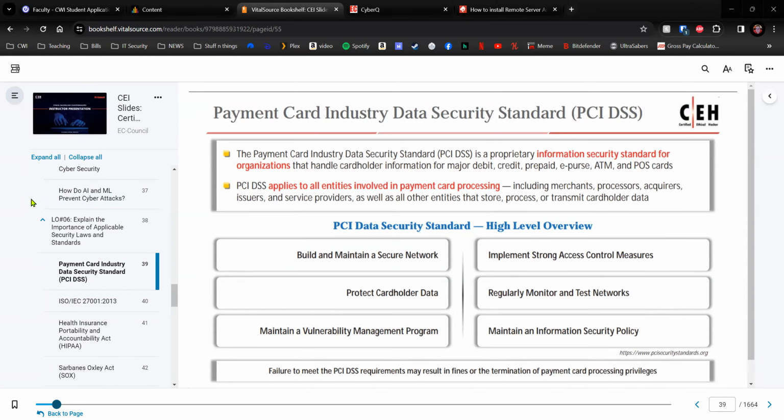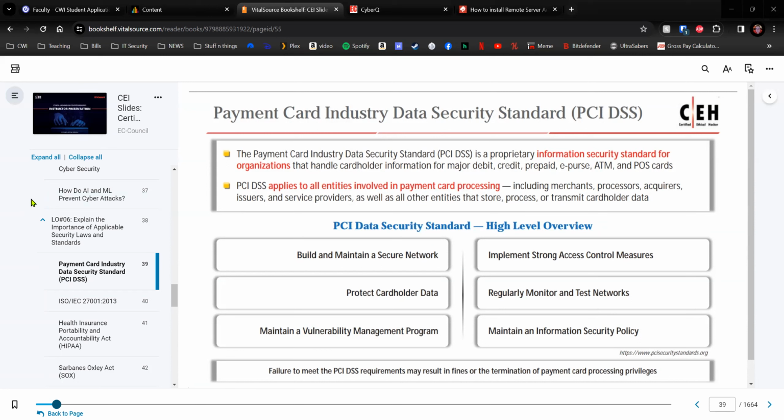So this is the high-level overview. You build and maintain a secure network, protect cardholder data, maintain a vulnerability management program, implement strong access control measures, regularly monitor and test networks, maintain an information security policy. And then here's our little bottom thing.